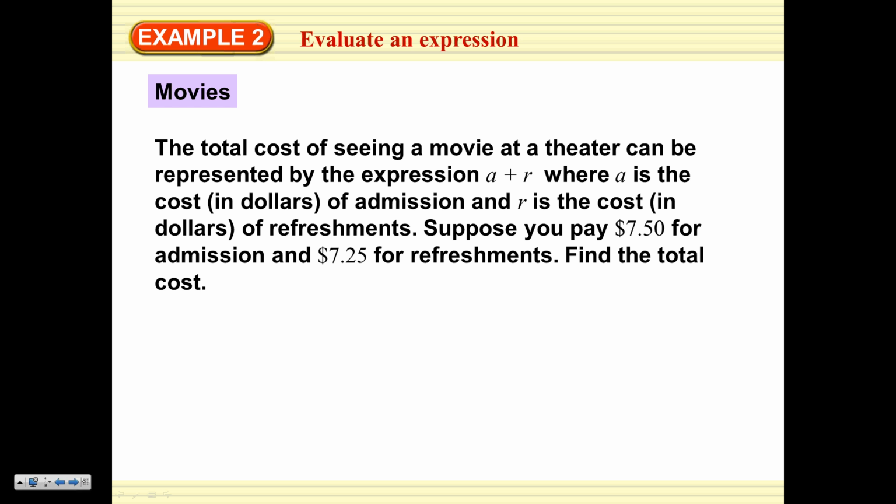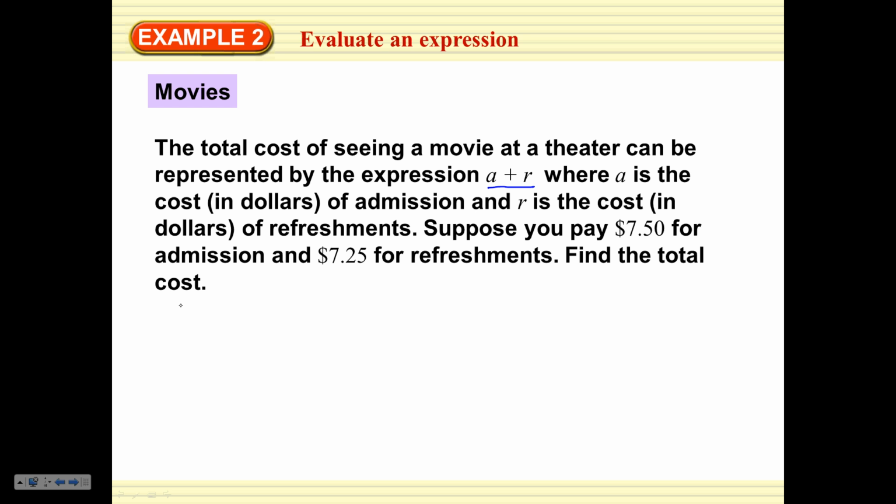Okay, this is a word problem. It is on your notes, just says movie problem, I believe, something like that. So, the total cost of seeing a movie at a theater can be represented by the expression A plus R. So here's your expression, A plus R, where A is the cost in dollars of admission and R is the cost in dollars of refreshments. Suppose you pay $7.50 for admission and $7.25 for refreshments.